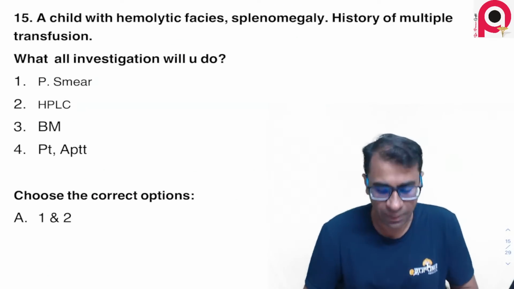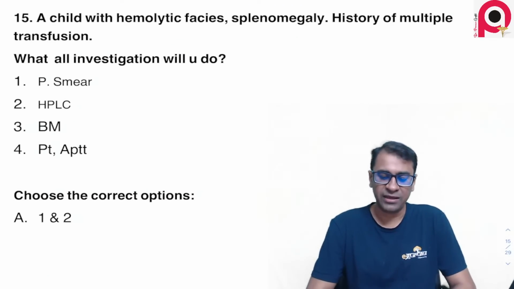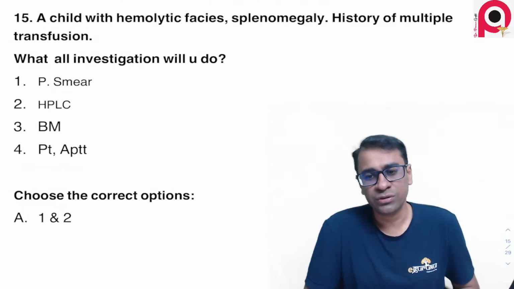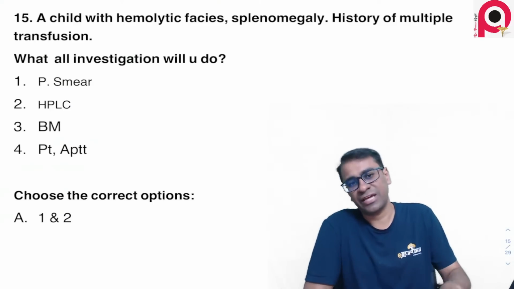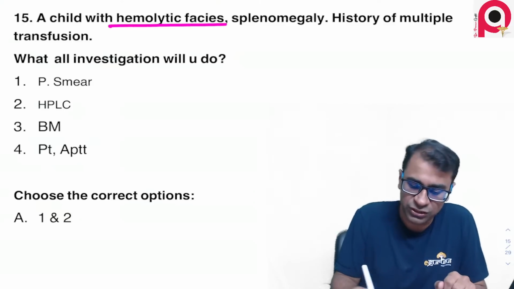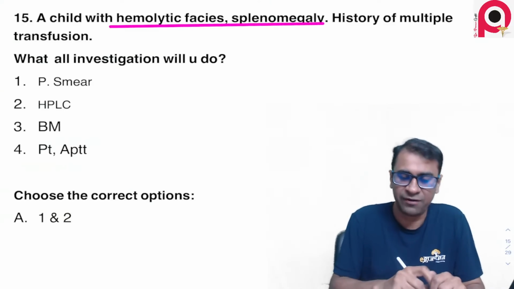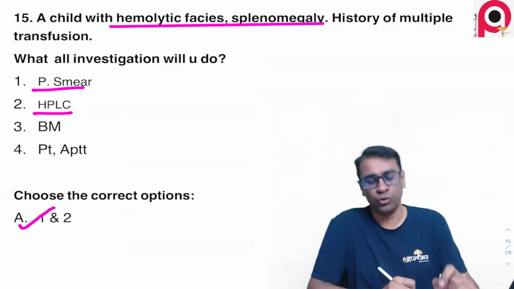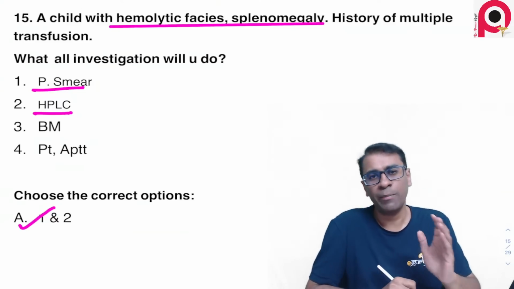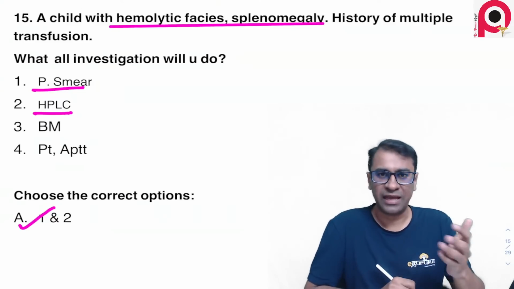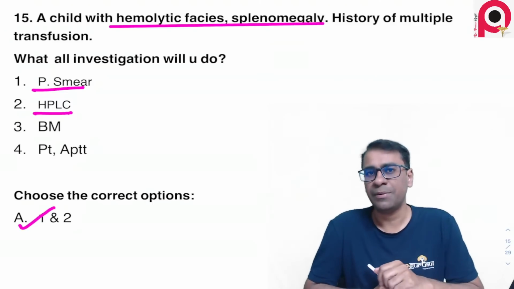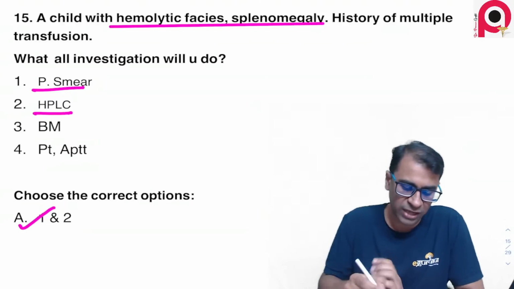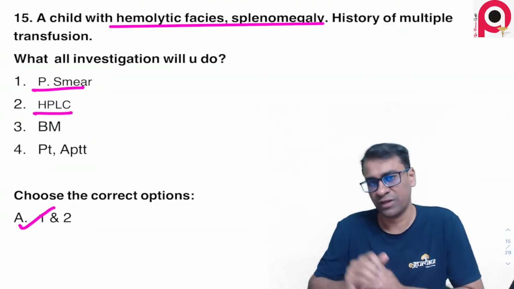A child presenting with hemolytic features and splenomegaly, history of multiple transfusions, which investigations will you do? So this is a case of thalassemia. This looks to be a case of thalassemia with this child and multiple blood transfusion history. You will do peripheral smear and HPLC. The answer is both 1 and 2. There is no role of bone marrow in diagnosing hemolytic anemia like thalassemia, and definitely PT is out of question in such patients because it is not a coagulation abnormality. So the answer must be 1 and 2.